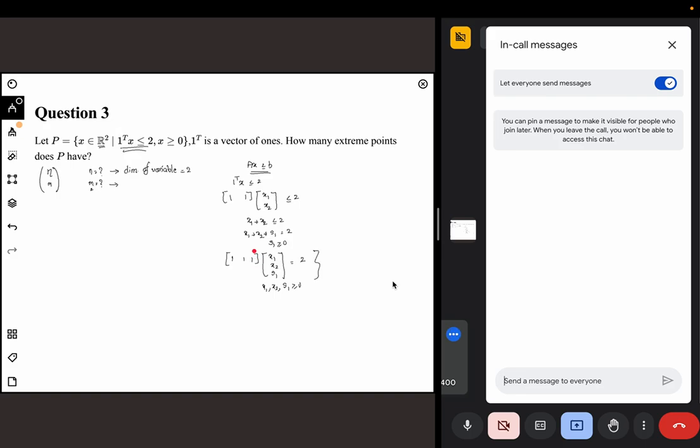In the standard form, this is my A matrix, this is my X matrix and this is my B matrix. So A is of dimension m by n. If you compare this and this, this is a 1 by 3 matrix, so we directly get m as 1 and n as 3. So the number of extreme points that we have is n C m, that is 3C1.